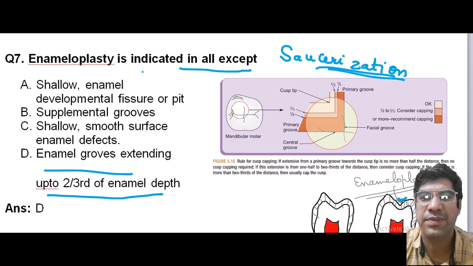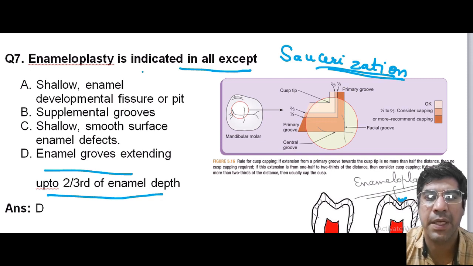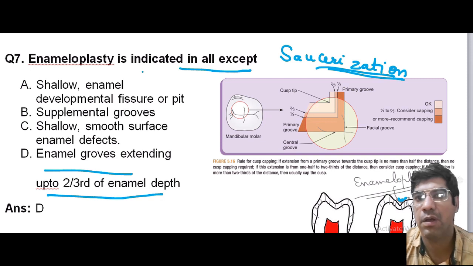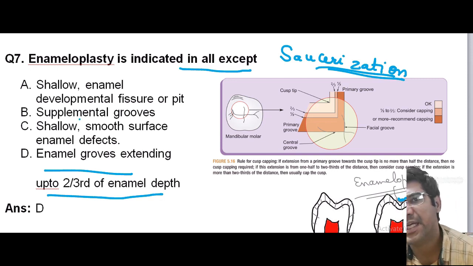Option D, enamel grooves extended from 2/3 of enamel depth. So enameloplasty is not indicated when the enamel grooves extend significantly into the enamel depth. In such cases, more extensive treatment may be required. So it is done when the grooves extend up to less than 1/3 of the enamel depth.